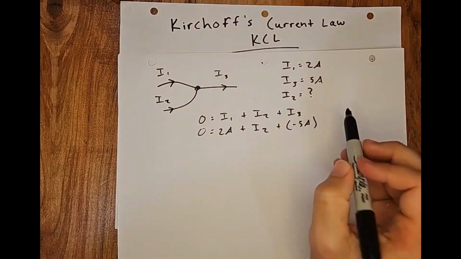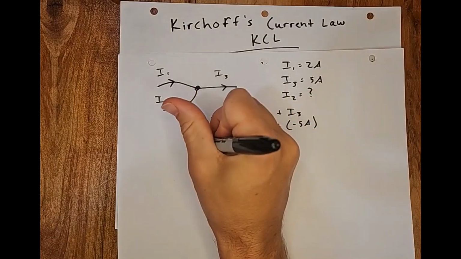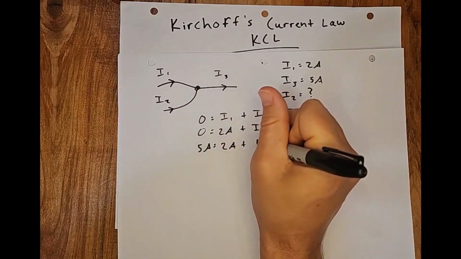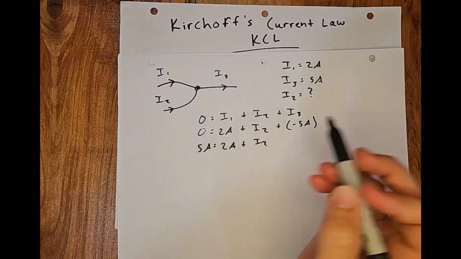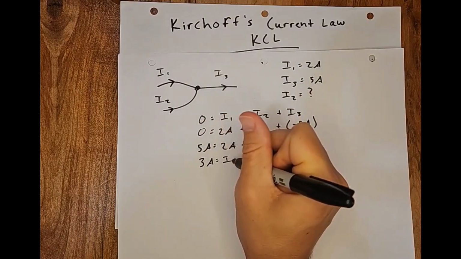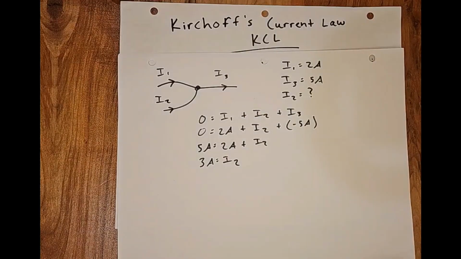Now it's just basic algebra. Add your 5 amps over to the 0. That's going to equal 2 amps plus I2. Subtract your 2 amps over, and 3 amps equals I2. That's a real simple, easy demonstration of how KCL, or Kirchhoff's current law, works.